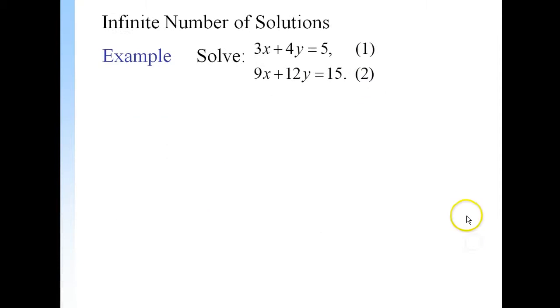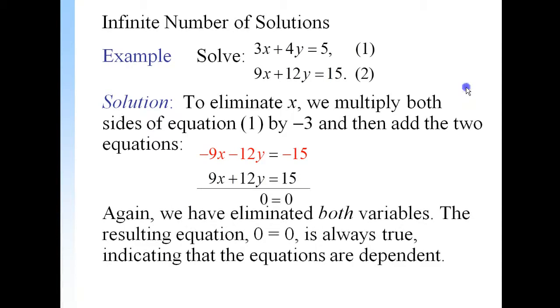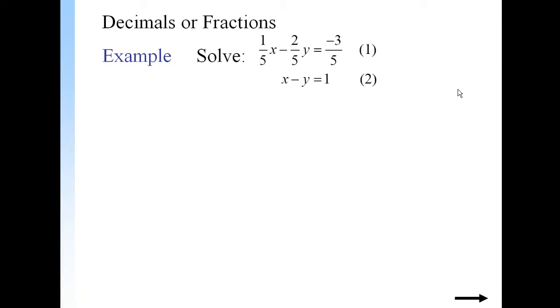No solution. And for this one, if I were to multiply this one by a 3, this becomes 9x, 12y, 15. Everything would cancel out if I multiplied by the opposite sign. They're the same equation. So notice what happens. 0 equals 0. So what's your answer here? Well, it's an infinite number of solutions.